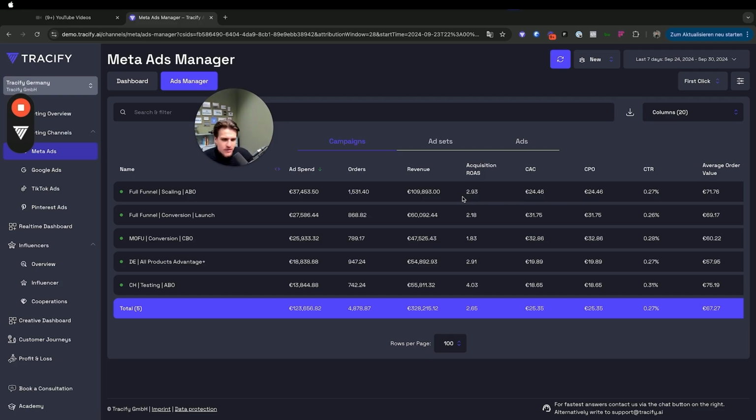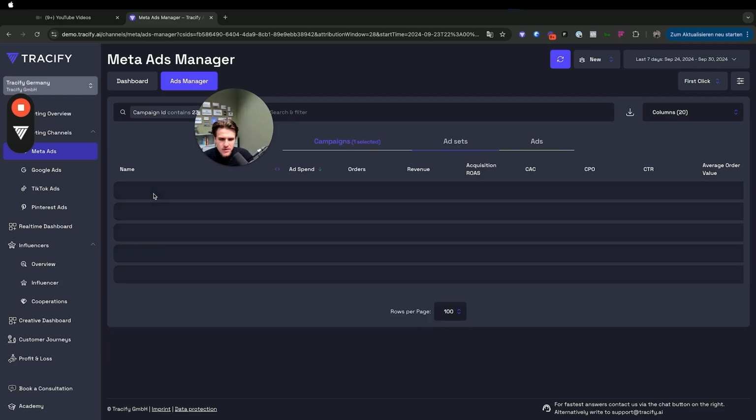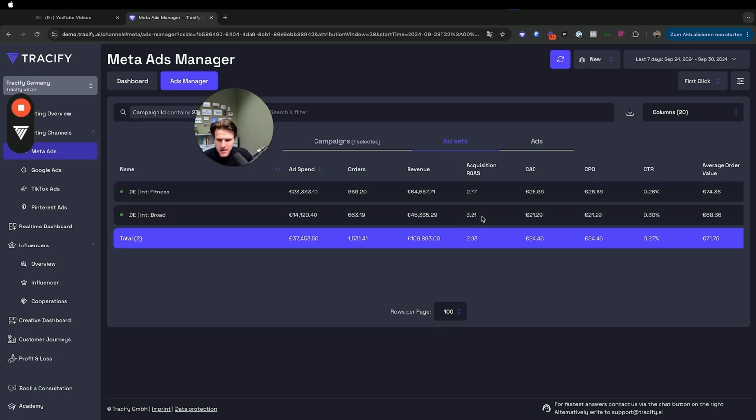That's why we developed these metrics, where you can go in and see which ad set is better on acquisition. It could be that one campaign has a better CPO but a worse acquisition ROAS. We don't want to scale based on CPO. We want to scale based on acquisition ROAS.